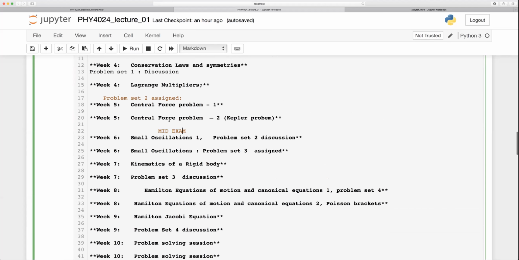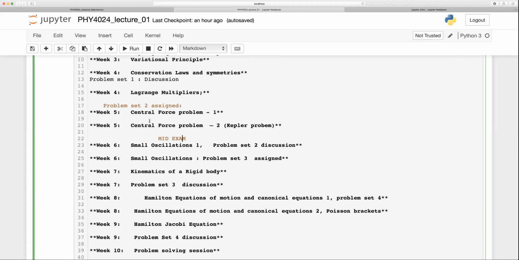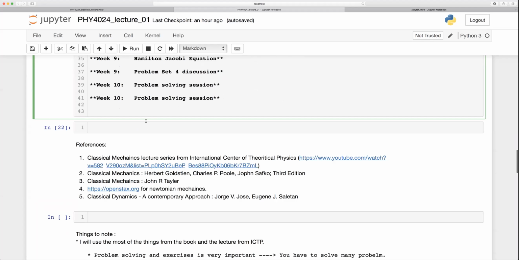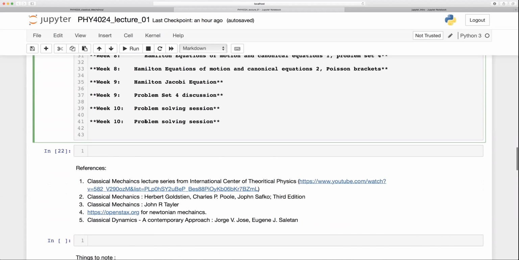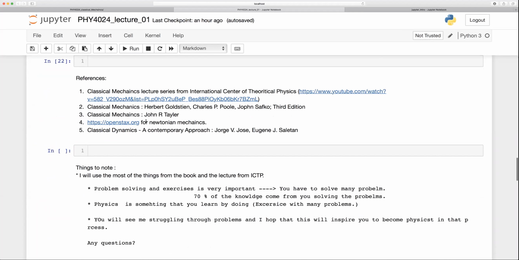sometimes depending on how things are working, especially under this condition, right? So this is just a rough schedule that we have. Right. Now for the references, what do you need to refer?